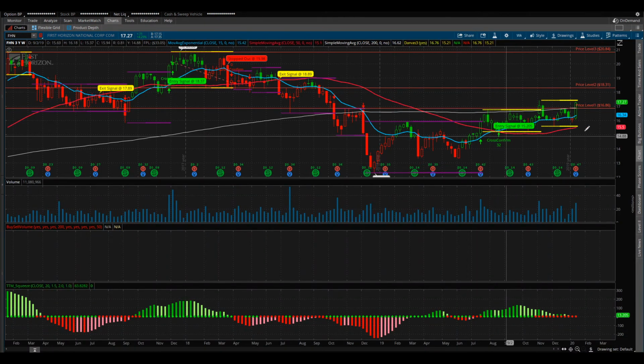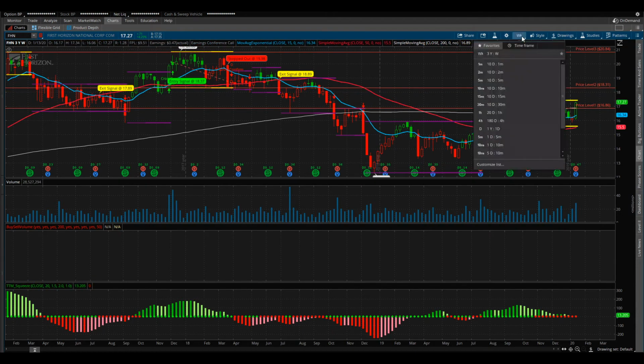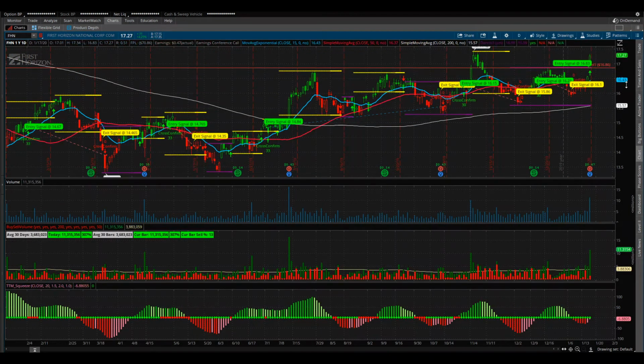Now, I'm not saying that's going to happen. Obviously, this is not a real volatile stock. So that would take a big move, and it's definitely probably not going to happen in February. So that's not a trade recommendation. I'm just trying to kind of show you how some of these work.